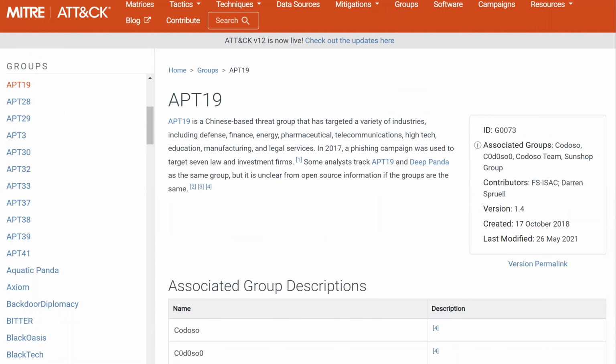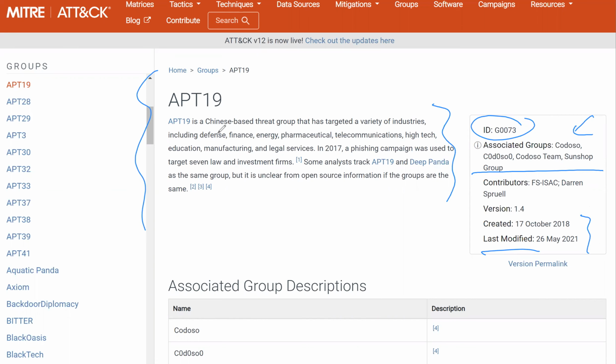And then you can start to see that these groups have been grouped and given a name, with associated groups. So these are the common groups that they operate by. And then you can start to see some information here around when this group was created through the MITRE framework, and when it was last modified as well.